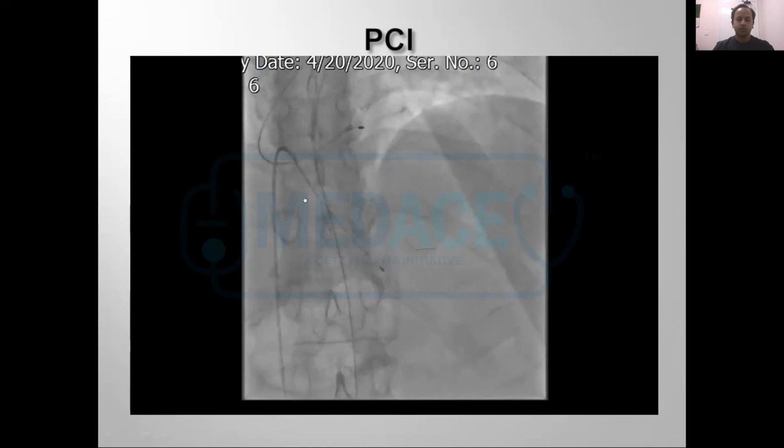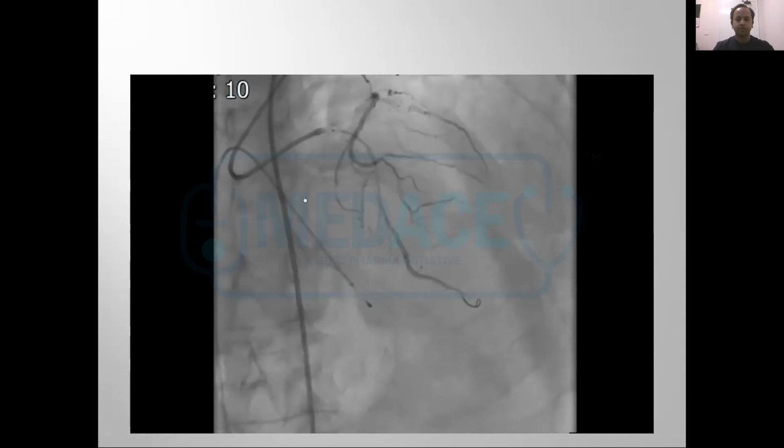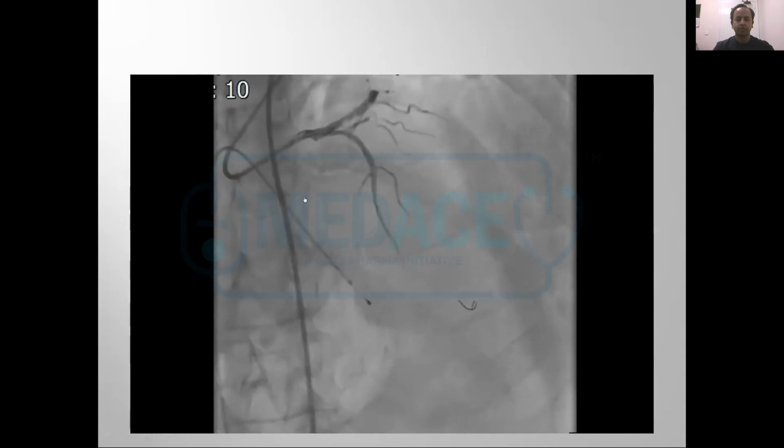So this is us doing the procedure on the LAD. We took a 1.75 burr and tried to cross the lesion. Then we did PTCA with a 3.5 NC. This is the post-NC check injection. Then we took the stent and tried to position it. We want to avoid the ostium of the LAD.